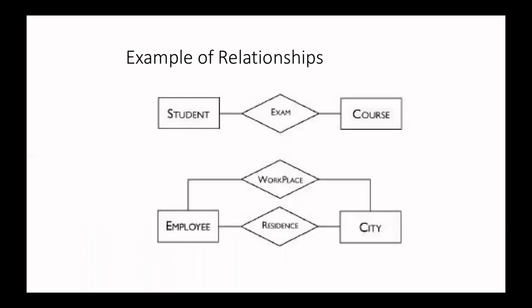Now moving to the graphical presentation of relationship. Here is the relationship with exam: student, exam, and course. Student and course have a relationship of exam. Same here, I'm mentioning again employee, residence, workplace. The relation between employee and city is shown in a diamond shape with the relation written in it.